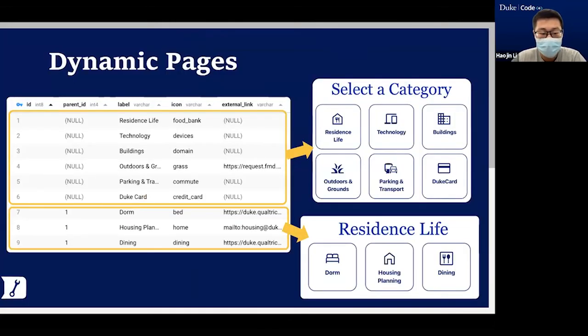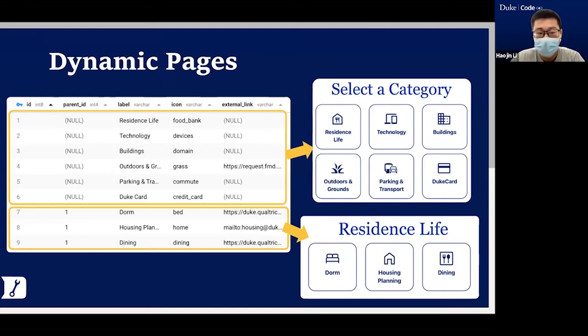Another feature I mentioned is dynamic pages. As you can see from the table on the left, which is a snapshot of our database, each row represents a button on the right, and the entire table supports all category pages in our website. So when you click, it finds all the subcategories from the database and renders them for the user in real time.